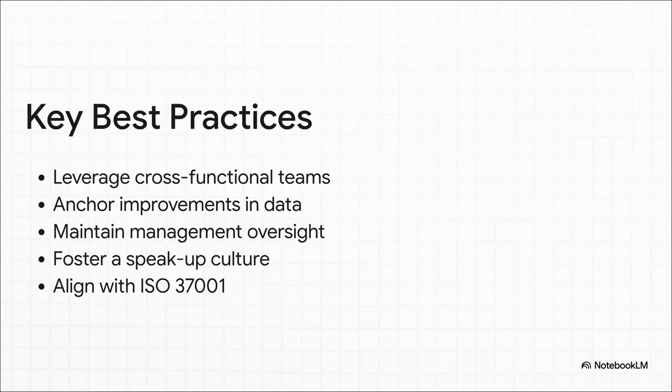So to wrap this all up, let's just lock in some key best practices. Always leverage cross-functional teams. You need those different perspectives. Anchor your improvements in real, measurable data, not just gut feelings. You have to maintain management oversight, and maybe most importantly, foster a culture where people feel safe to speak up. And of course, aligning with standards like ISO 37001 is going to help keep you on the right path.